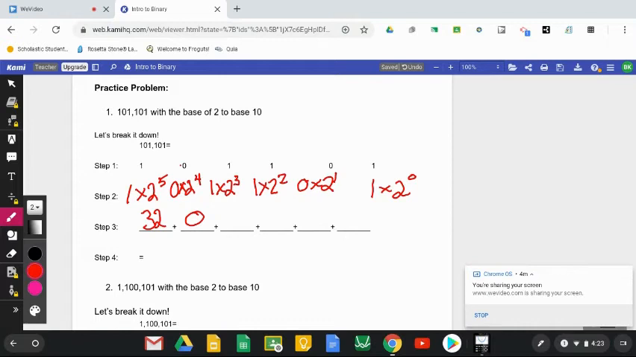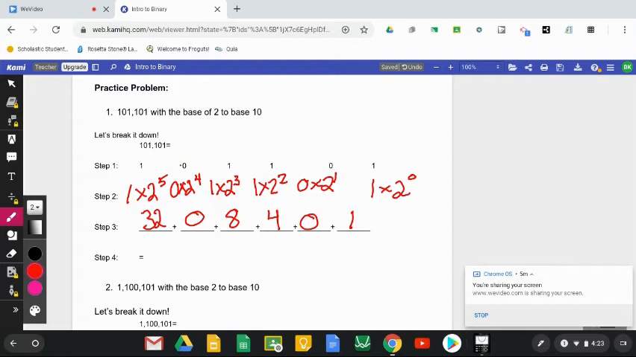So what's 2 to the third? I think, oh, we did that earlier. That's 2 times 2 times 2. That's 8. 1 times 8 is 8. 1 times 2 to the second. 2 to the second is 4. Times 1 is 4. Oh, I got that 0. Anything times 0 is 0. 2 to the 0 is 1. 1 times 1 is 1.